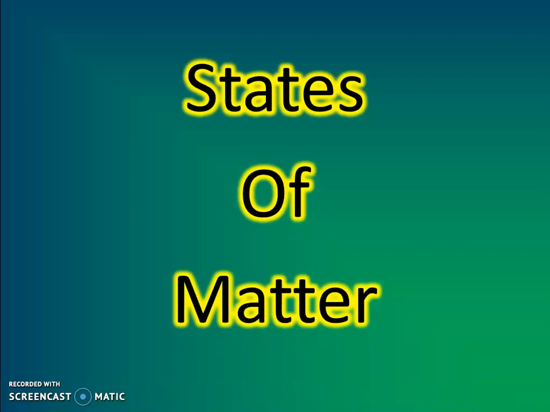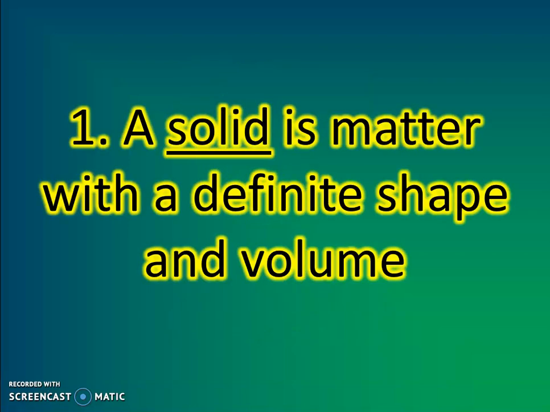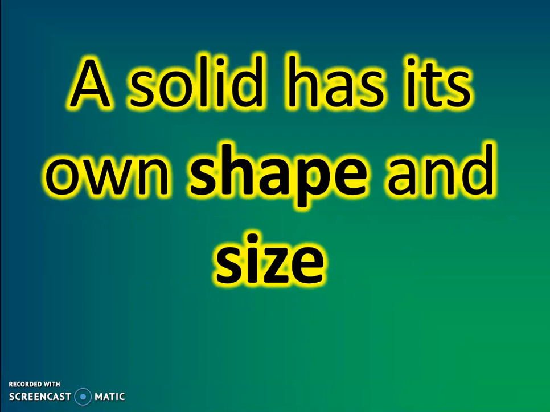So our states of matter we are going to talk about. Now there are 5 of them, but we are going to talk about 3. The first is a solid, and a solid is matter with a definite shape and definite volume. That means a solid has its own shape and it has its own size. It doesn't depend on anything else around it to give it its size and shape.